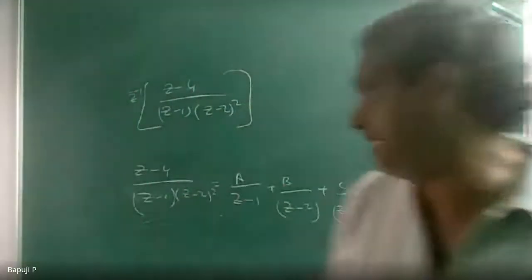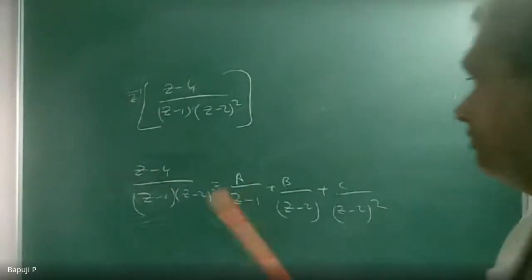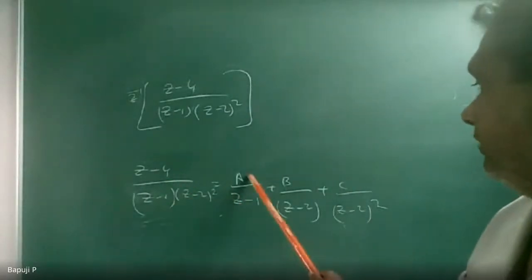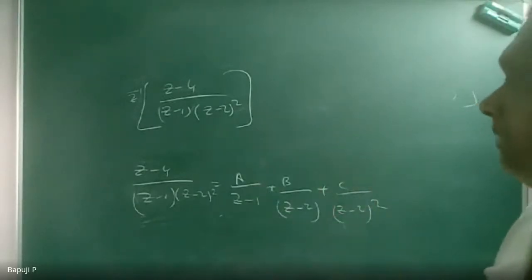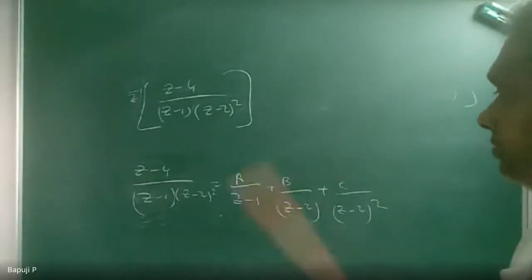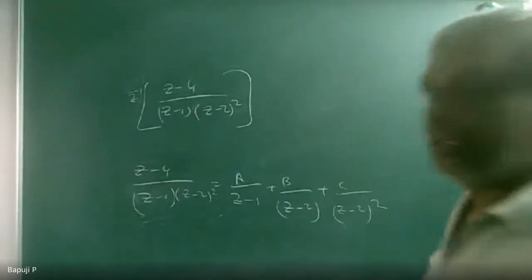So this A, B, C I have taken for granted. You know how you will get it: z minus 1 is equal to A into (z minus 2) whole square, B into (z minus 1)(z minus 2), C into (z minus 1). Put z is equal to 1, z is equal to 2, and comparing the highest degree on both sides, you will get A, B, C.